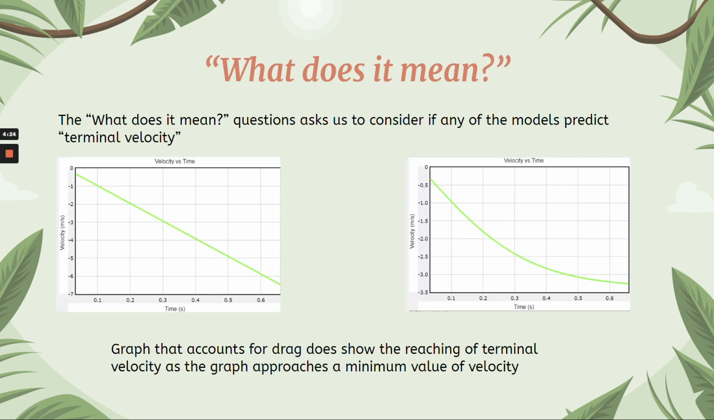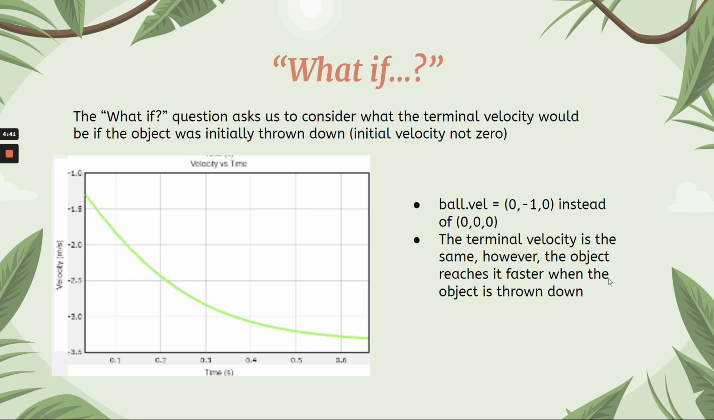So for the "what does it mean" question, we're asked to consider if either of the models predict the terminal velocity. So on the left we have Model 1, on the right we have Model 2. Model 2 does predict the terminal velocity, as we see at the bottom here, where it starts to reach this kind of limit of around negative 3.25. So this would be the terminal velocity for the paper ball in this experiment.